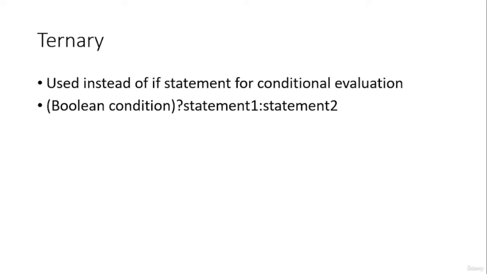Next type of operator is the ternary operator. The ternary operator is used to evaluate Boolean conditions where there are three operands. First, the condition will be the Boolean condition we check, and then the question mark symbol will be there. After that, we put the first statement. If the Boolean is true, then statement one will be executed, followed by a colon, and after the colon we put statement 2. Statement 2 will execute only if the condition fails.